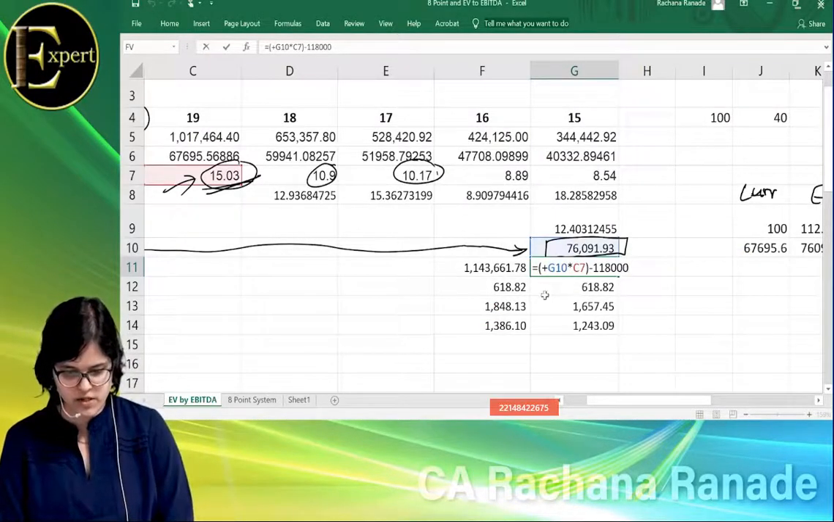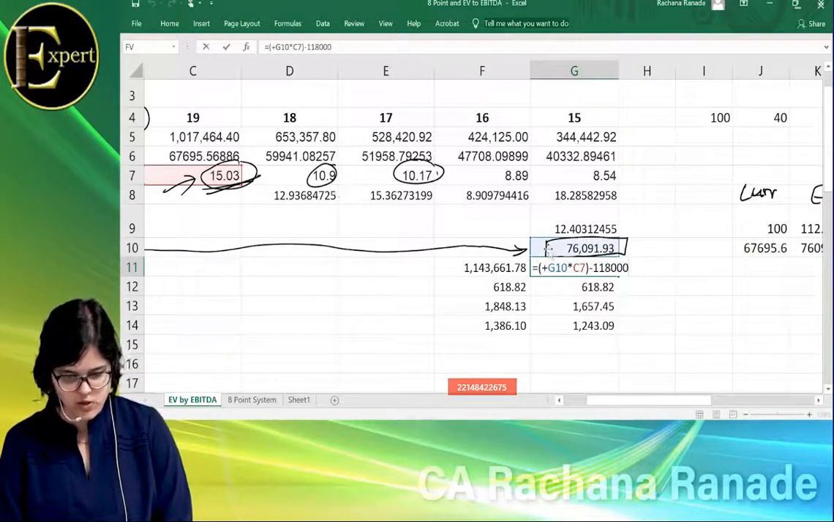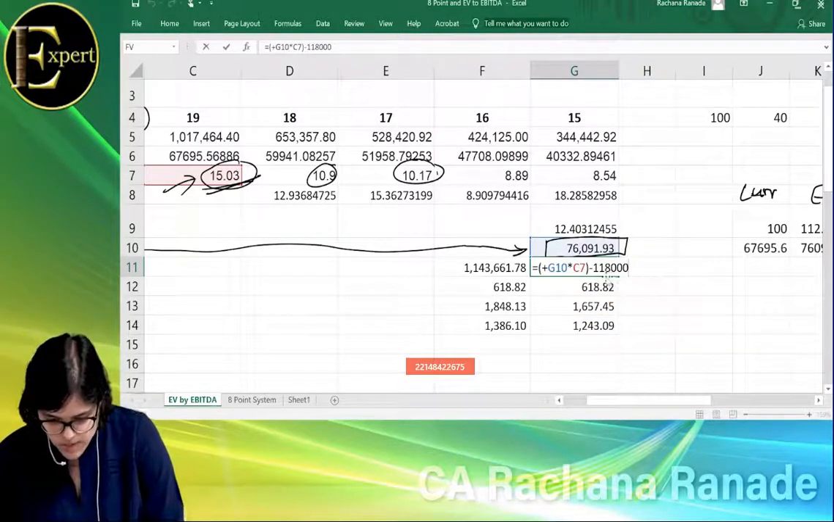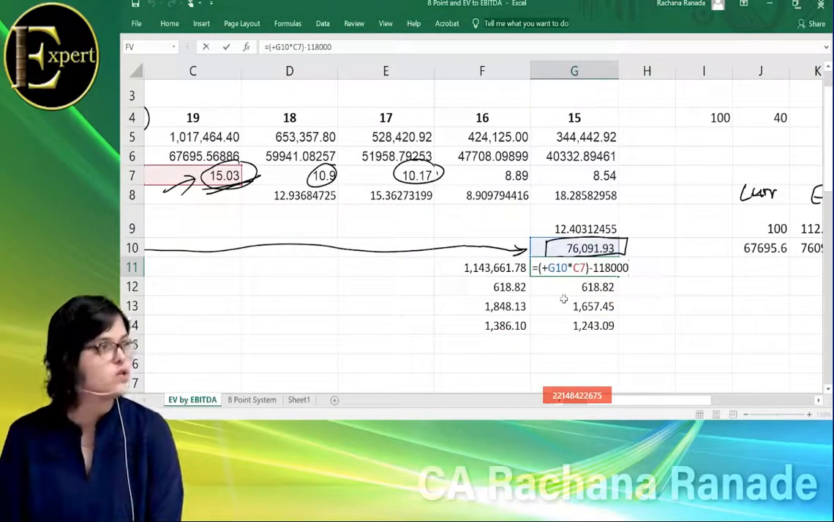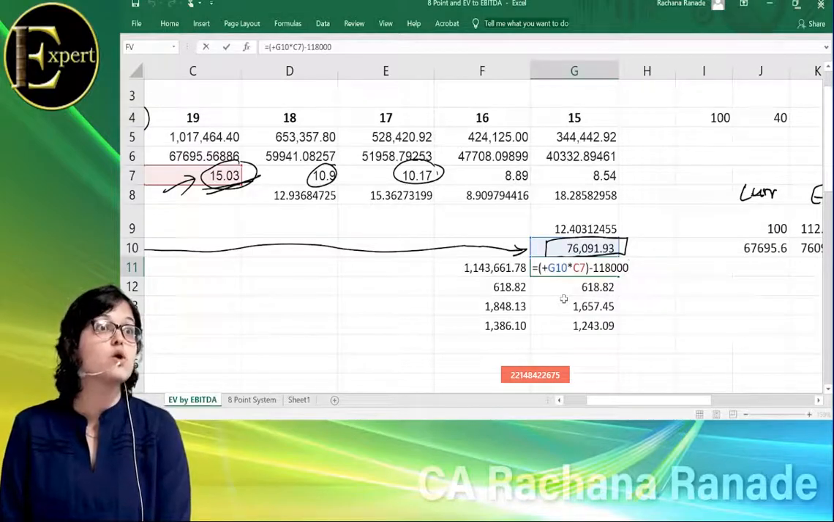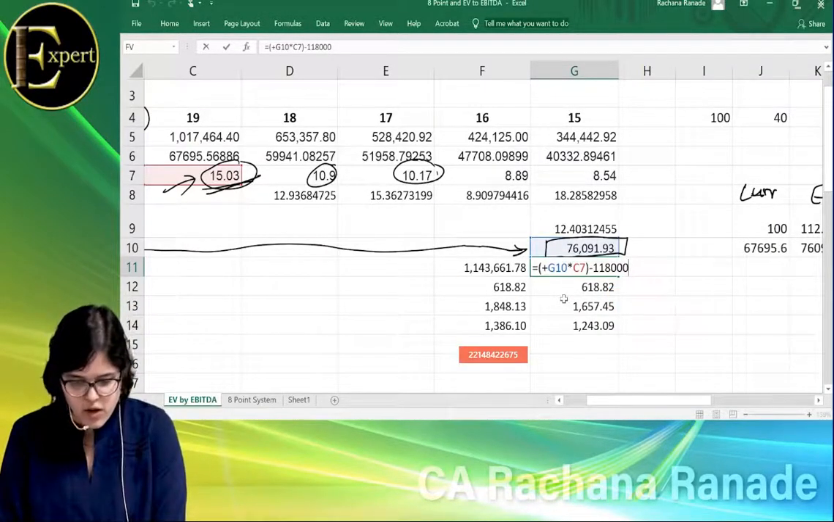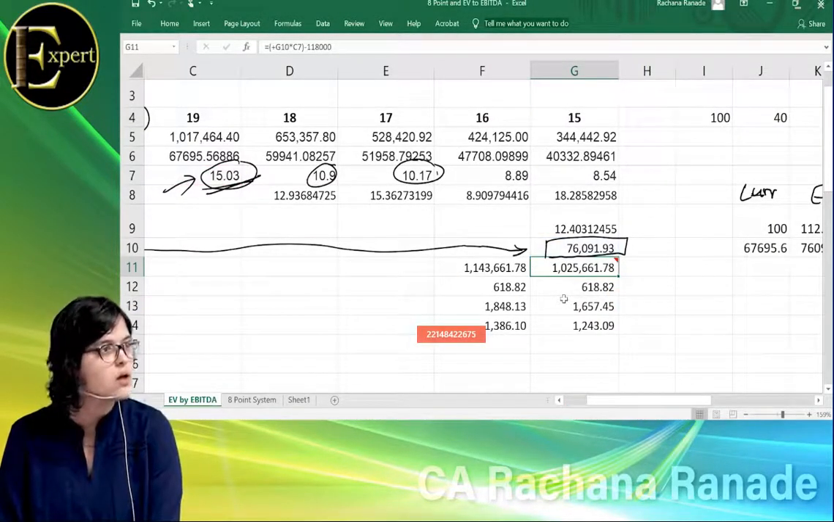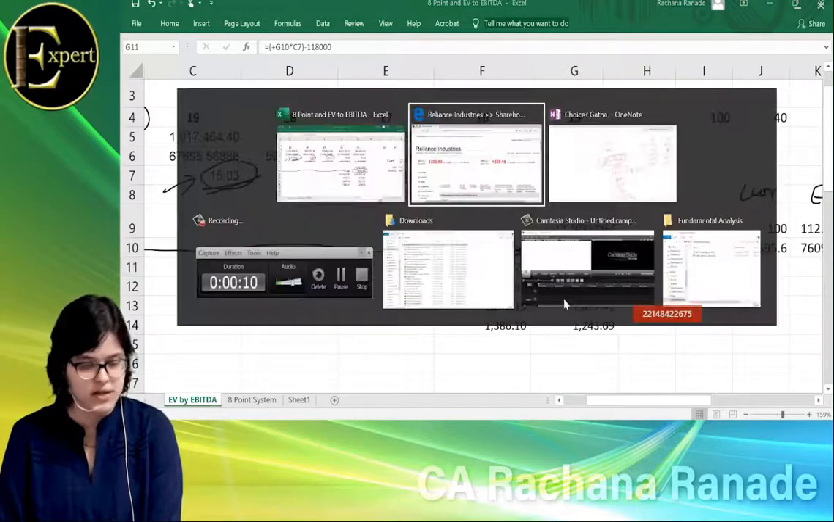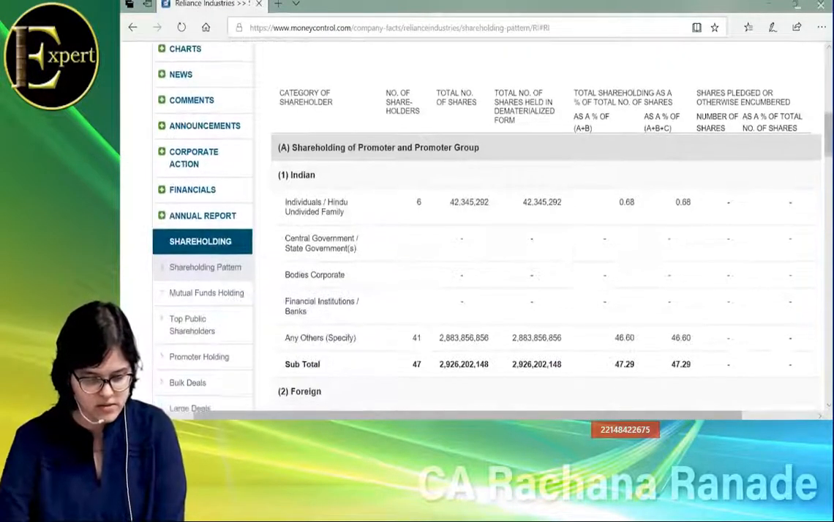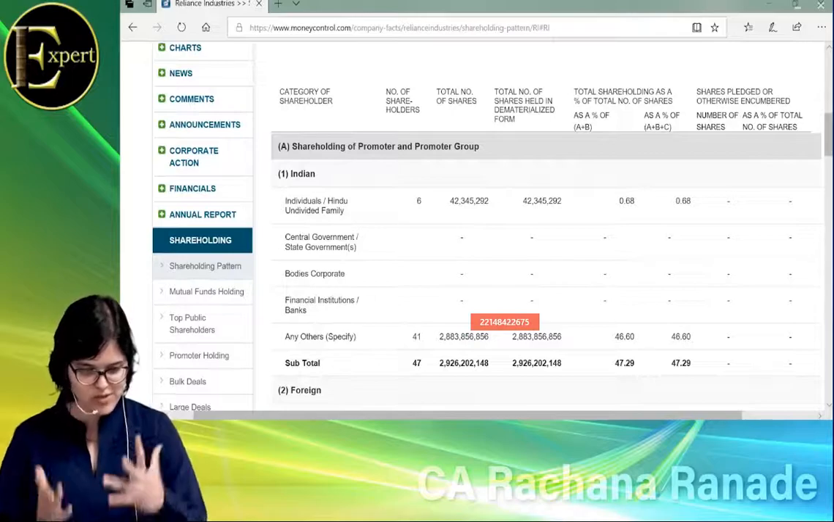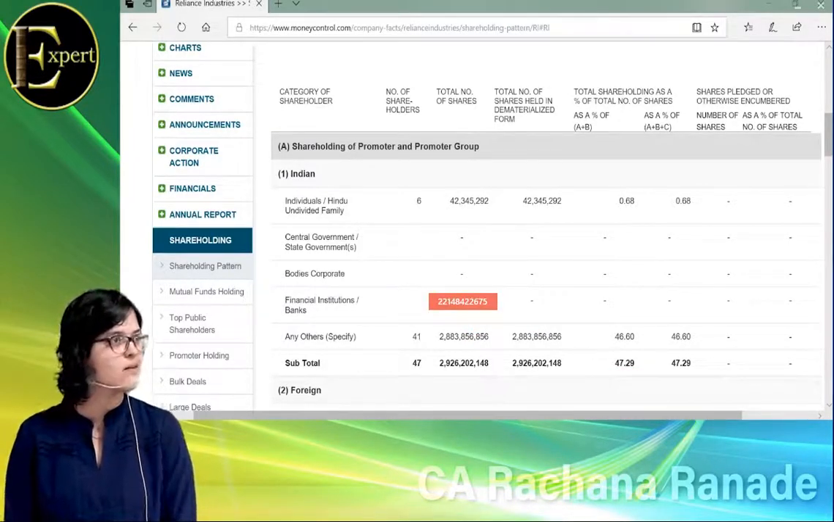Now if you see here, the first formula is normal. This into this is normal. But what did I do? Minus what? 1,18,000 roughly. 1,18,000 crores. Where will I get this debt value? Balance sheet. So help me out, find this. Assume I don't know anything, you are teaching me now. Where will I find it?